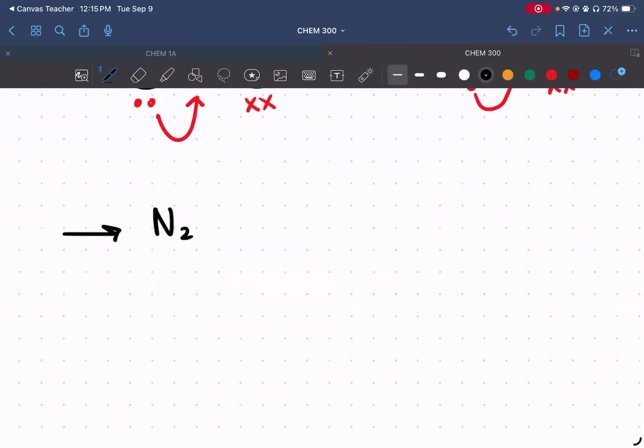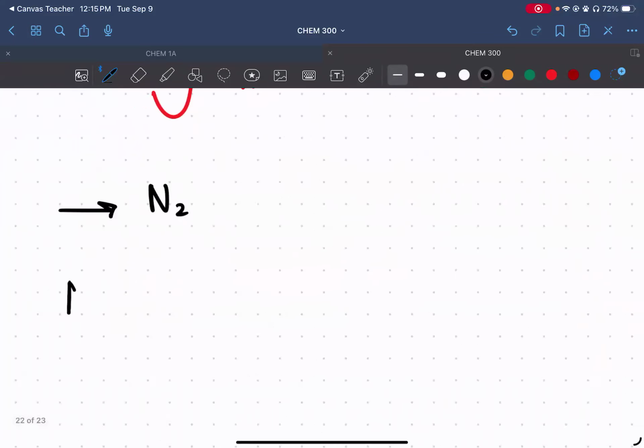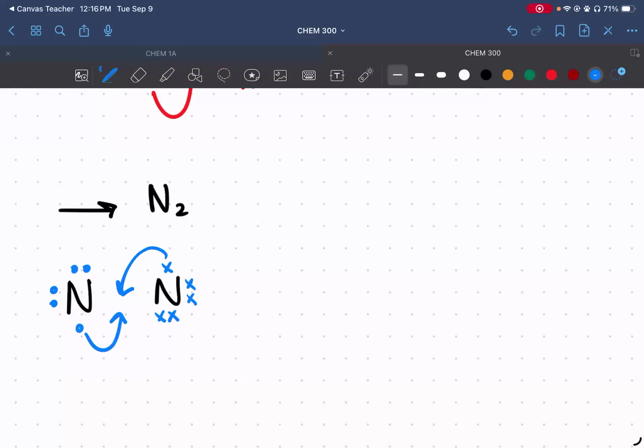Well, let's apply the same logic. We'll go through it beat by beat. Nitrogen is in group 5, so it has 5 valence electrons. Again, just writing X's and dots to symbolize that they're from different sources. We know they're going to share, so 1 electron comes from each.